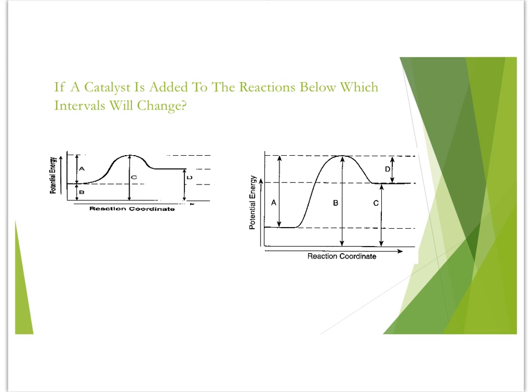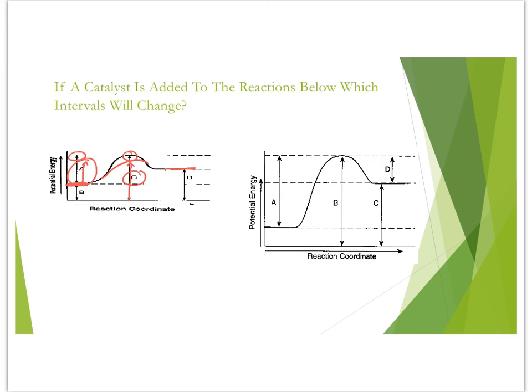So here's a couple examples of graphs, like if a catalyst was added to the reaction, which intervals would change. So let's just draw in a catalyst. Here's my catalyst. Well, what would change? Anything that would have originally touched the top of my graph is now going to have a new top. It's going to have a top where the catalyst is. So interval A would change, and interval C would change. B is not going to change because the amount of energy I start with didn't change. The amount of energy my products have doesn't change. It's just the height of the hill in between.